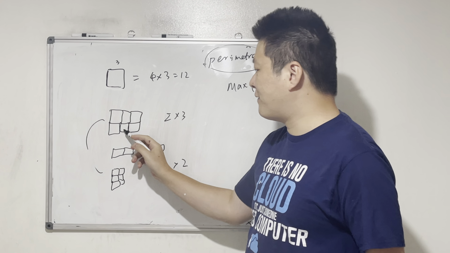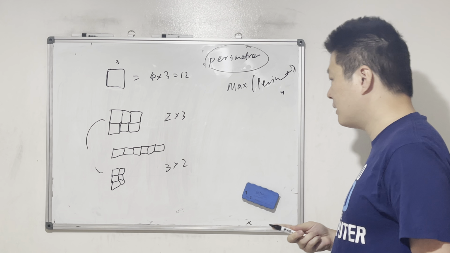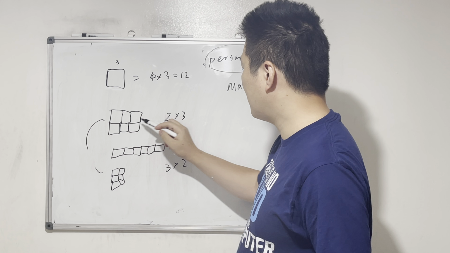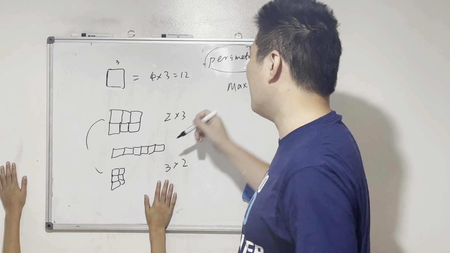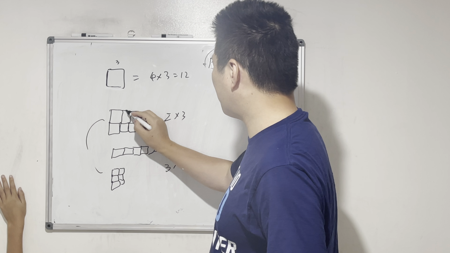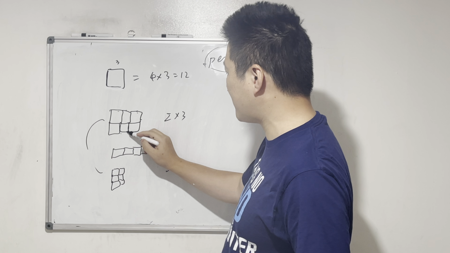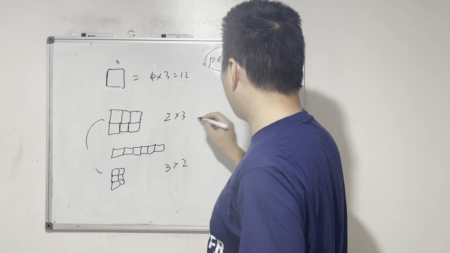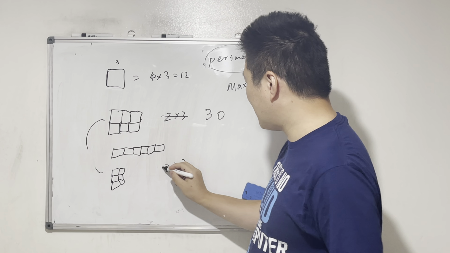So what's the perimeter of this one? 10, like Ryan said? How do you get it? 1, 2, 3, 4, 5, 6, 7, 8, 9, 10. Oh, that means 30, because each unit is 3. It's 6 times 3 times 2, or 6 plus 4 is 10, 10 times 3, yeah, 30. The perimeter is 30, and this is obviously 30.